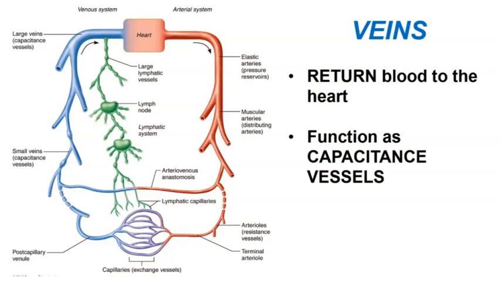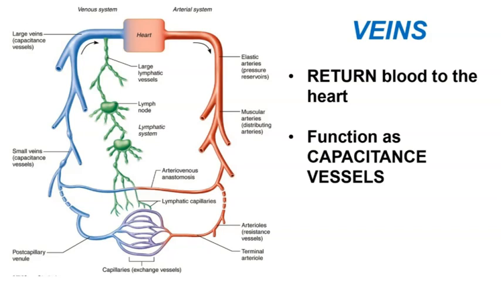The veins are the vessels that return blood to the heart, and they function as capacitance vessels. The reason they are called capacitance vessels is that at any given moment they contain most of the body's blood. Veins tend to have larger lumens than arteries do, and recall that larger diameter lumens give very little resistance to blood flow, and therefore veins allow blood to flow very easily through them.